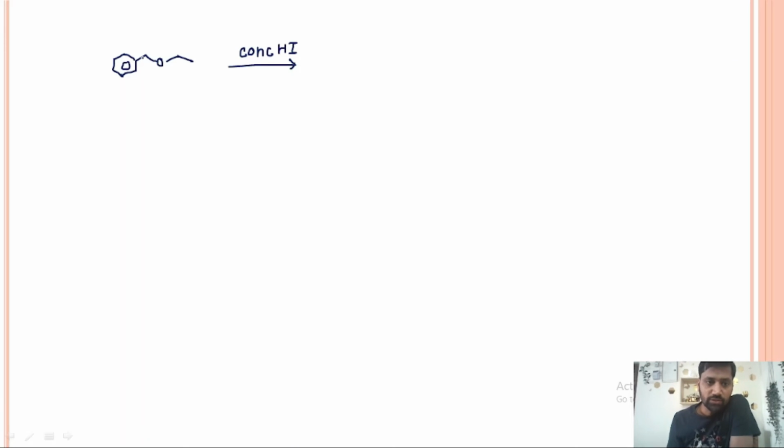as you can see, this is a benzylic carbon, and benzylic carbons are much more reactive for SN1 as well as SN2 mechanism in comparison to a normal aliphatic primary carbon. And that is why the nucleophile, that is iodide ion, will attack on this primary carbon, on the benzylic carbon, and the product will be benzyl iodide along with the formation of ethyl alcohol.